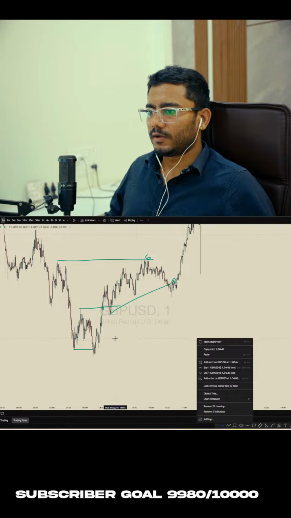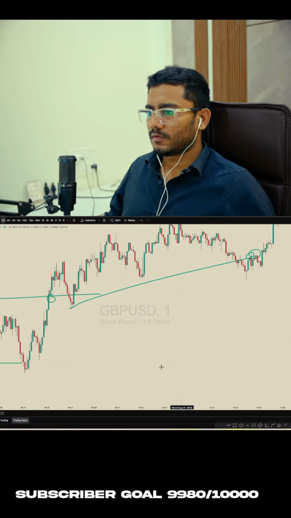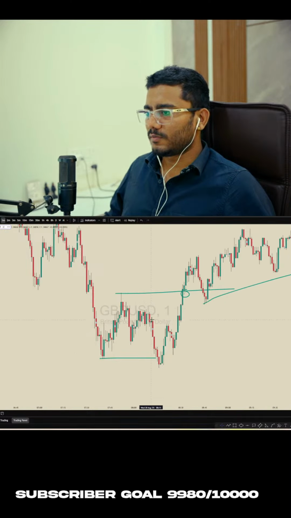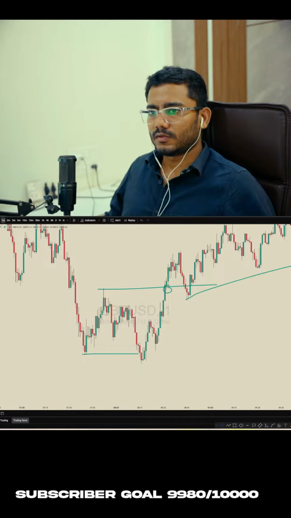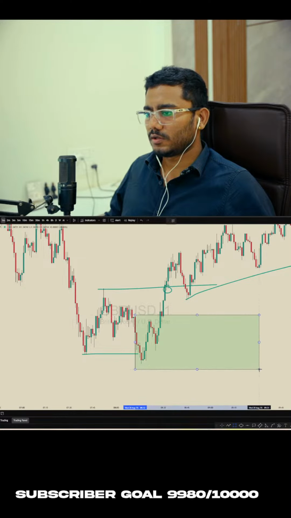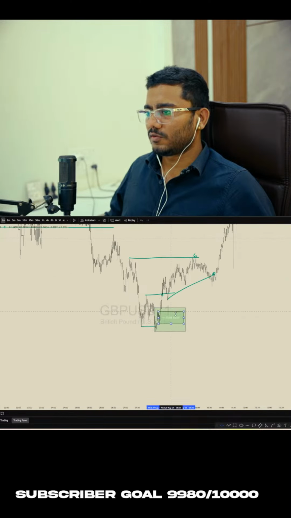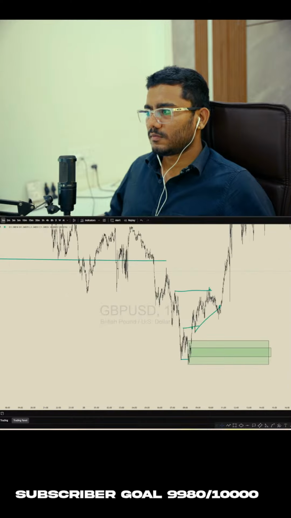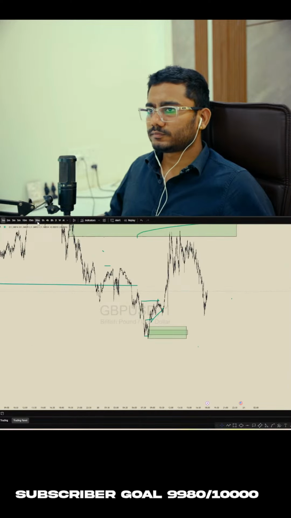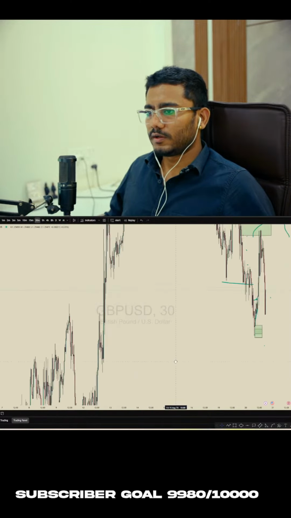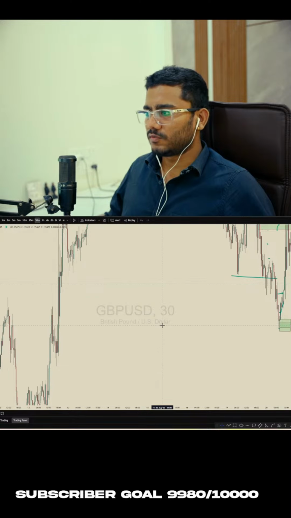So if we go to 1 minute, we have this breaker block which took out the liquidity. So we can use this whole as an entry. This is our refined order block. We can refine this tool here. Let's look at structure that we can look for entry.